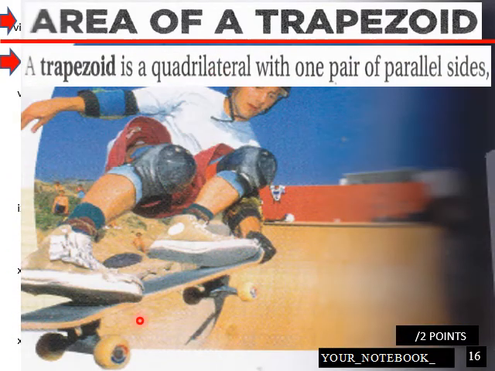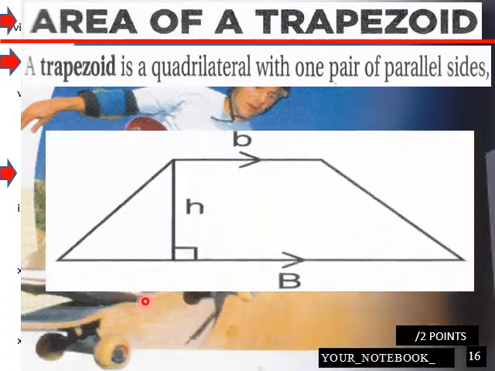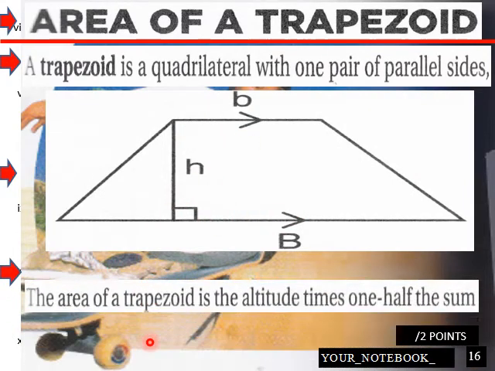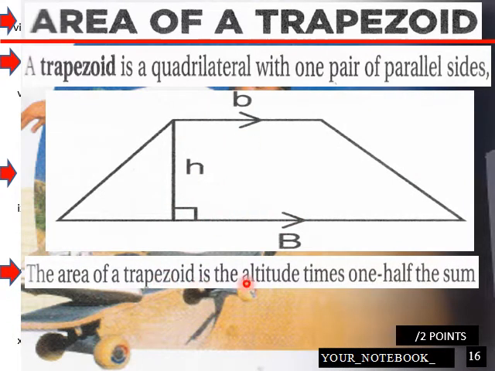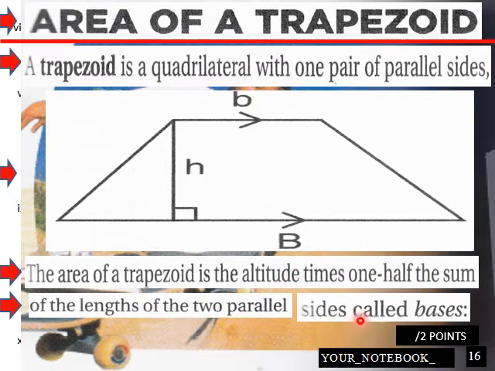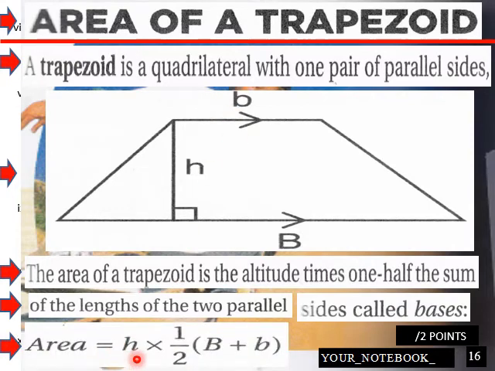And then we have the area of a trapezoid. A trapezoid is a quadrilateral with a pair of parallel sides. So here are the parallel sides. The area of a trapezoid is the altitude times 1/2 of the sum of the lengths of the two parallel sides, called bases here. So area equals height times 1/2 capital B plus b.